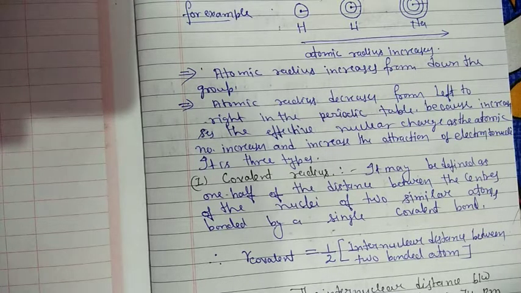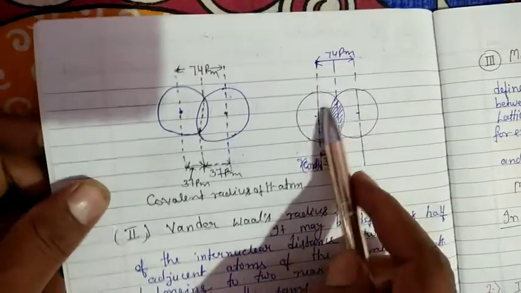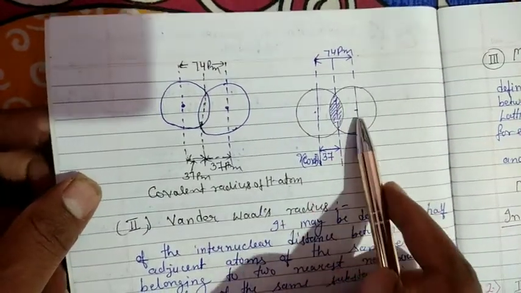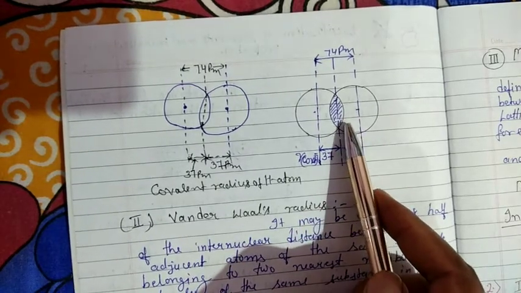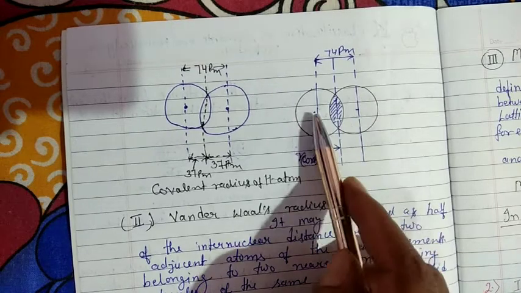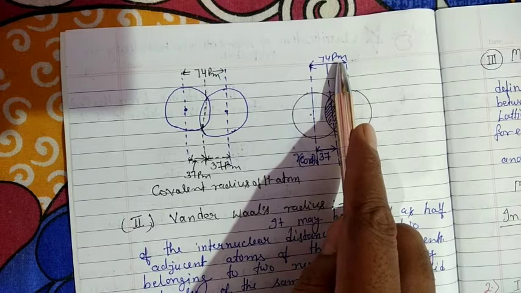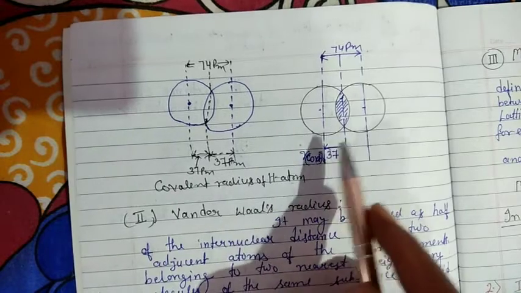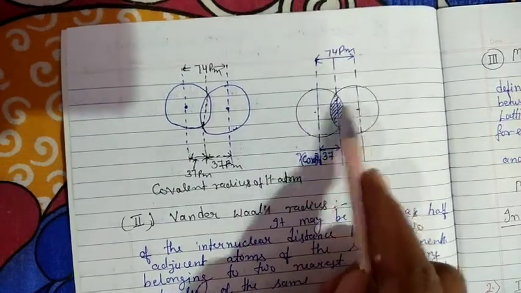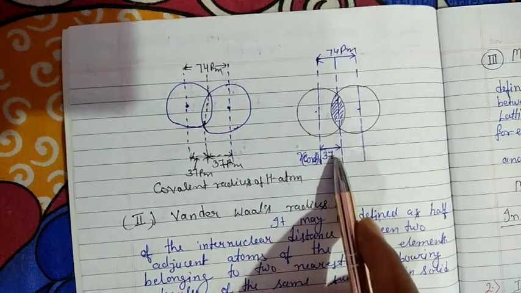Okay students, let us now see some examples. These are the atoms of hydrogen and similar atoms of another hydrogen. Two hydrogen atoms overlap to form a hydrogen molecule. So the distance in the hydrogen molecule is 74 picometers, but the covalent radius of the atom is half of the internuclear distance between the two atoms. So the covalent radius is 37 picometers.